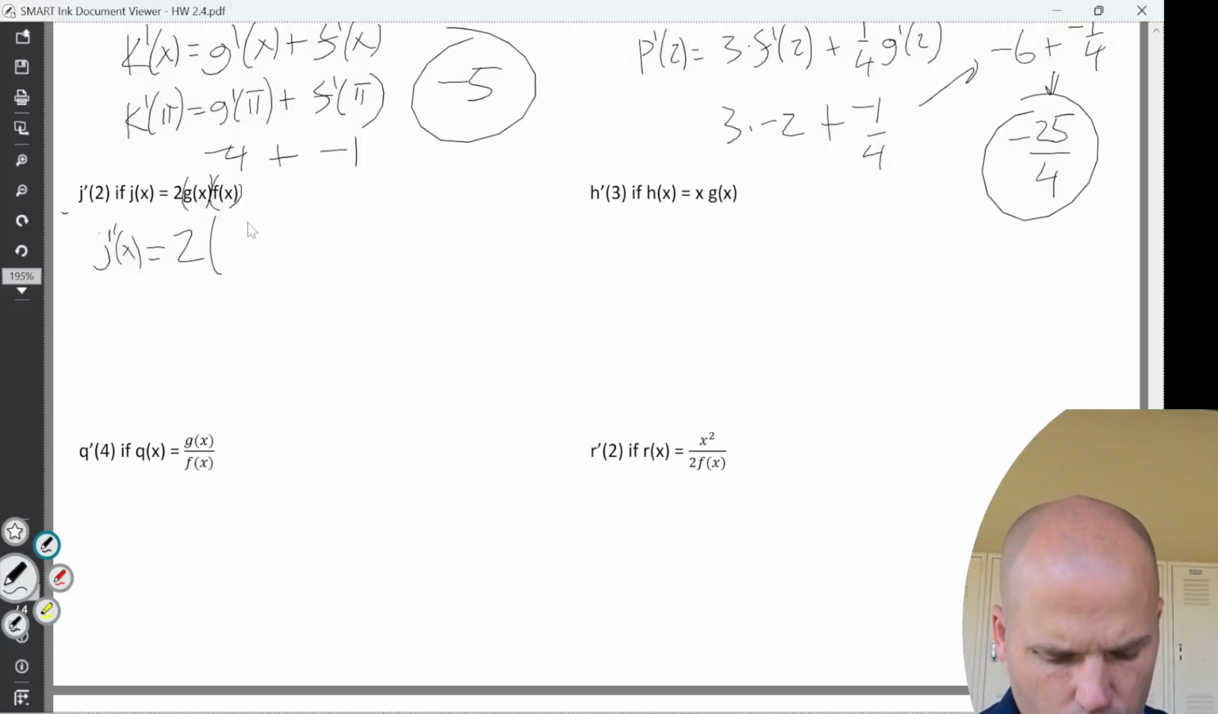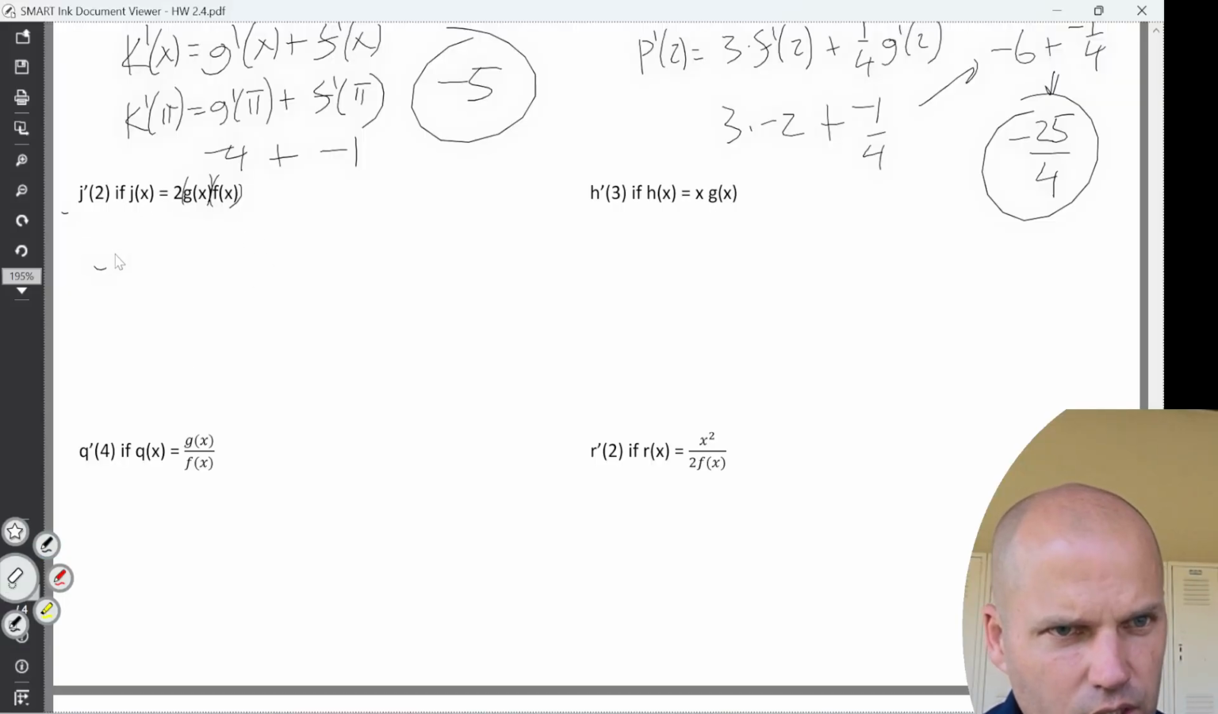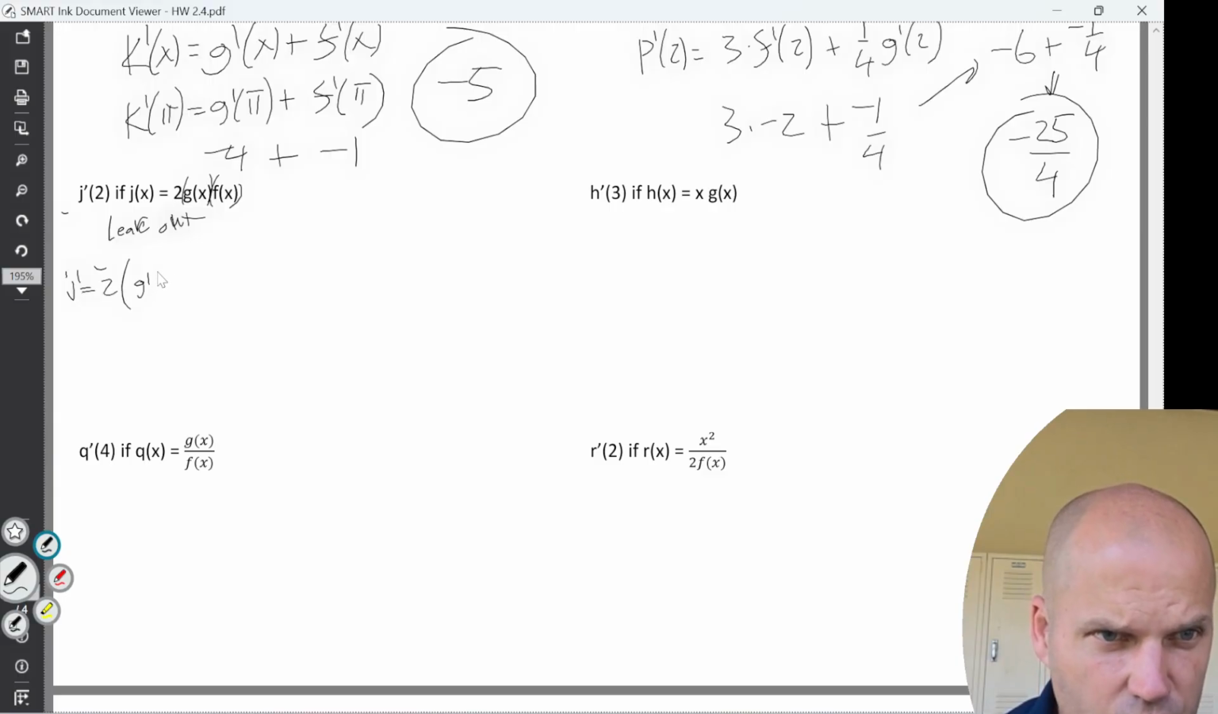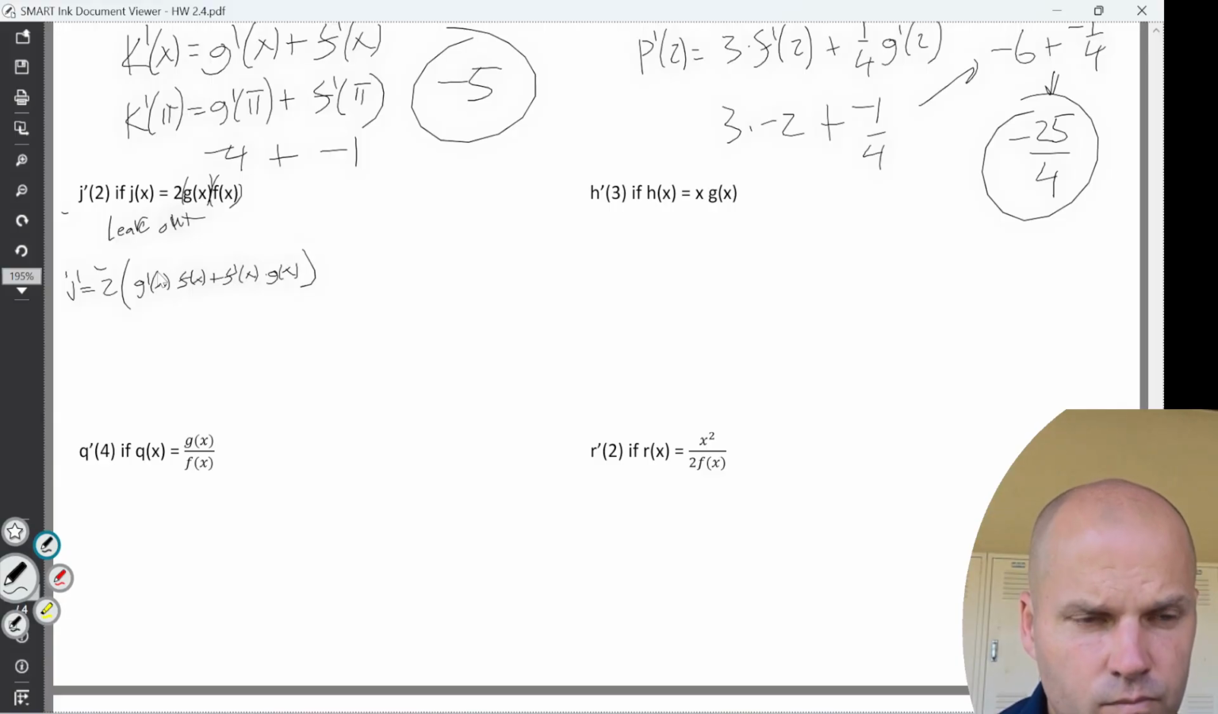If you're going to leave it out, leave it all the way out. What do I mean by leave it all the way out? Write it as 2 times slopes of the first times the second plus the slopes of the second times the first. Cool? If you're going to bake it in, bake it in.